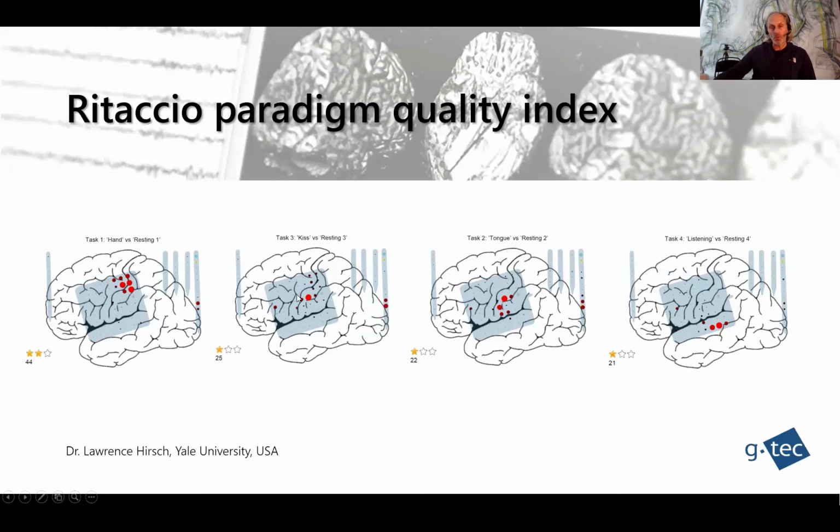This is the kissing movement. So the kissing region is very close to the finger region, makes sense. The tongue region is even closer to kissing, makes also sense. Lips are right beside the tongue. And listening is located on the auditory cortex as expected.